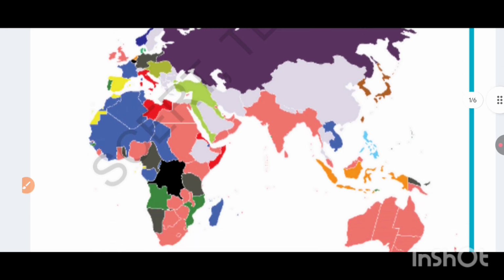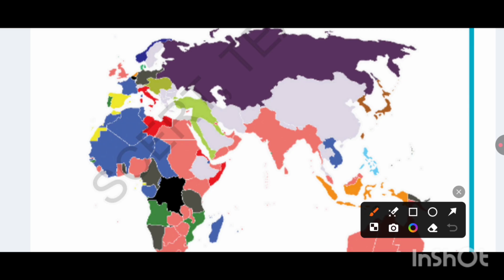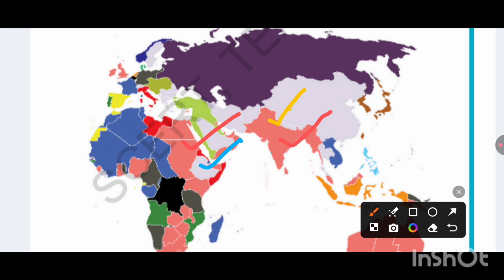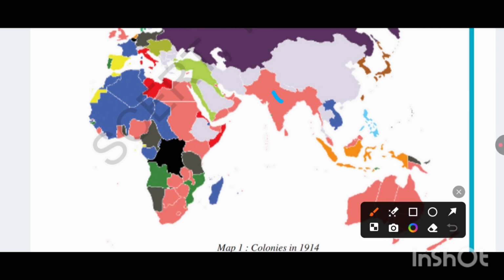Here, one world map is given. In this map, some colonial countries are shown. Pink color countries are Britain's colonial countries, like India, Egypt, Australia, South Africa, and Zimbabwe. These countries were all under the control of Britain.